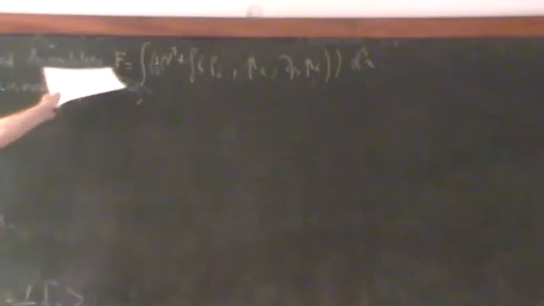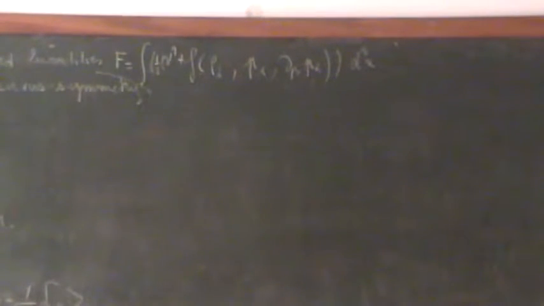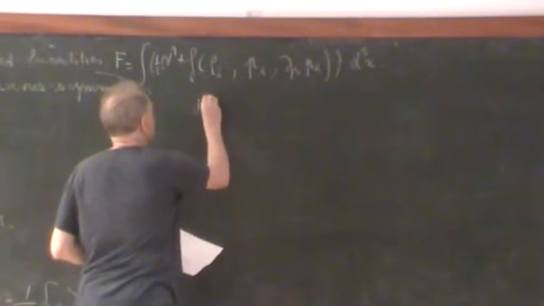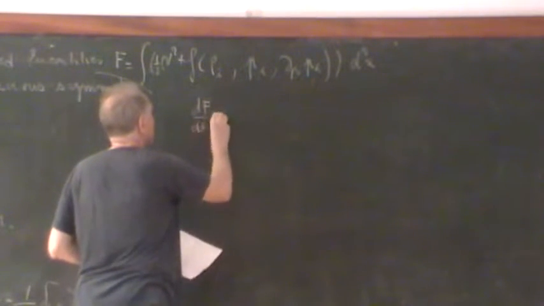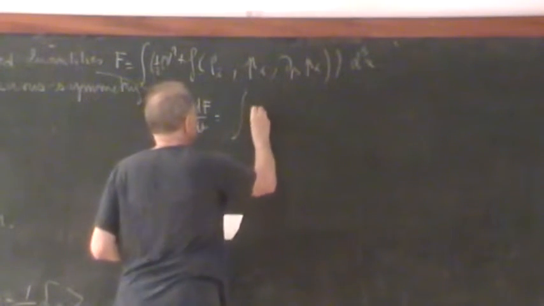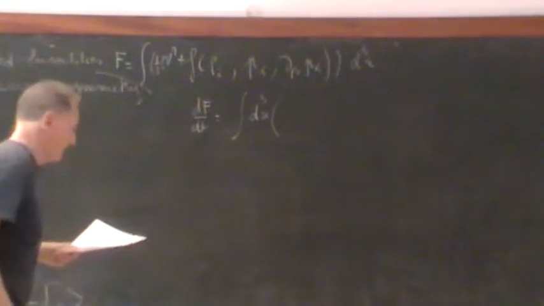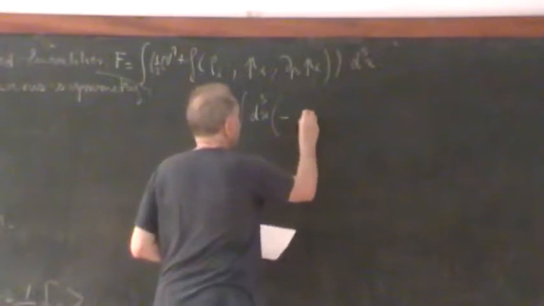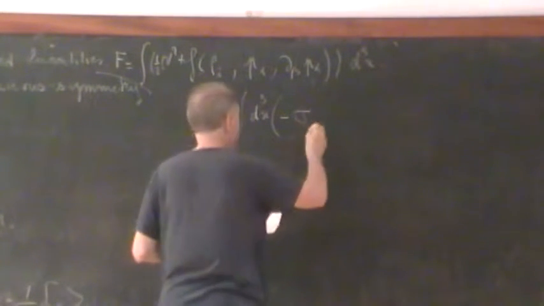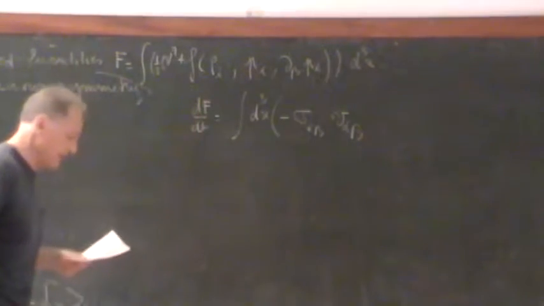And now you can take the derivative of this, and this is a well-defined procedure, and you wind up with something like you can write the free energy derivative again as a sum over the volume of minus sigma alpha beta, so the stress tensor, times the alpha beta component of the velocity gradients.